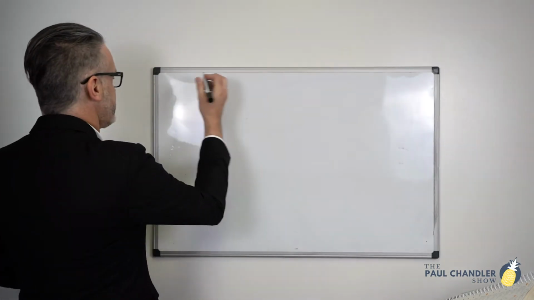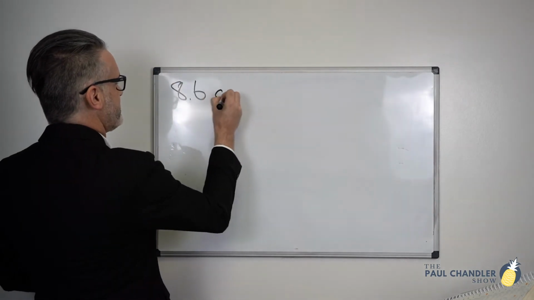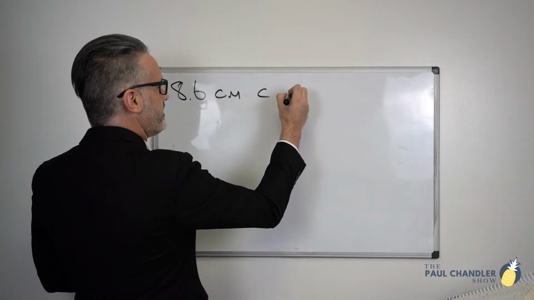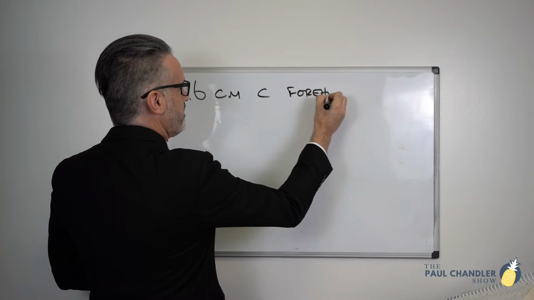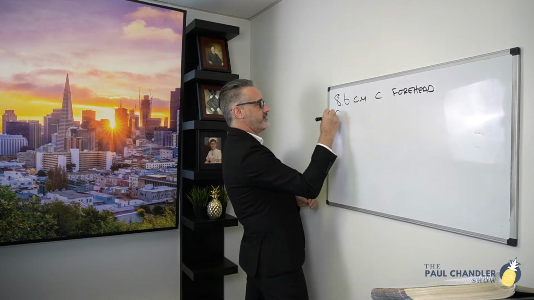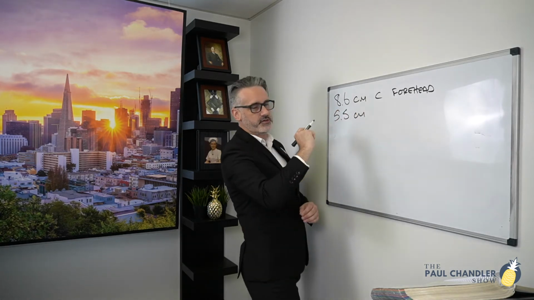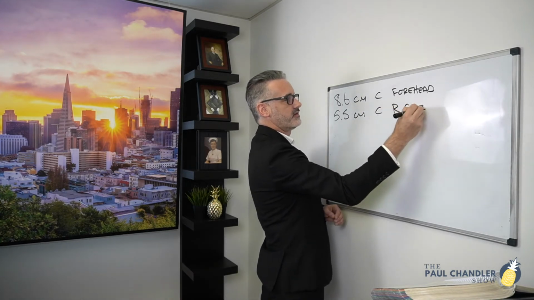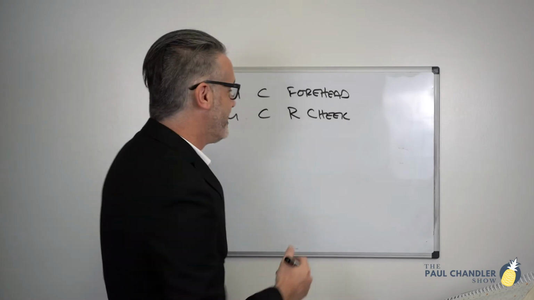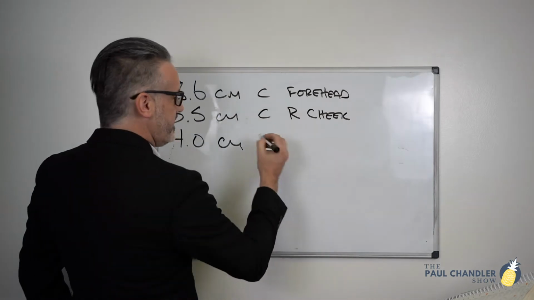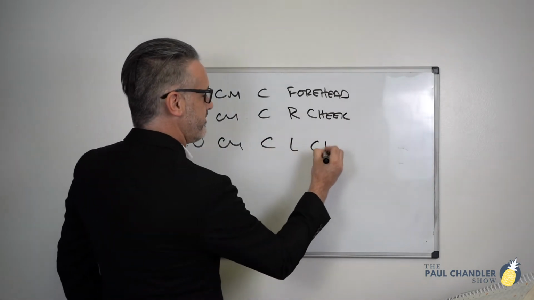So with the 5 different locations that we're going to have, let's have an 8.6 centimeter repair closure that is going to be complex on the patient's forehead. And then let's have a 5.5 centimeter repair closure that is complex on the patient's right cheek. And then we'll have 3 more. Looking at next, we'll do a 4.0 centimeter complex repair on the patient's left cheek.